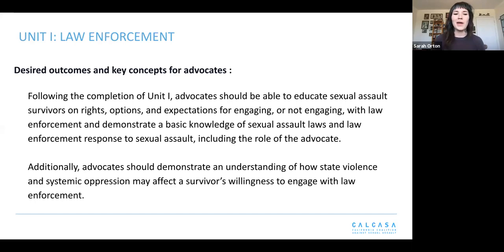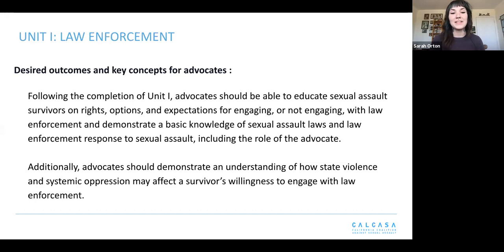So going back to what Leah was saying earlier about the lanes, helping the advocate to understand what those lanes are. And lastly, advocates should demonstrate an understanding of how state violence and systemic oppression may affect a survivor's willingness to engage with law enforcement. So again, super important point to hone in on.